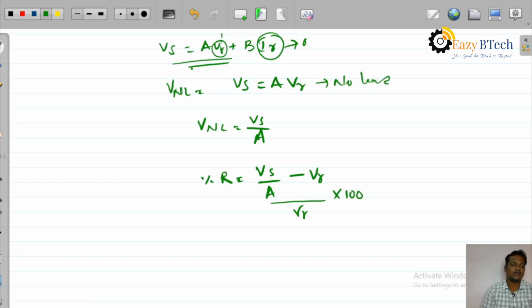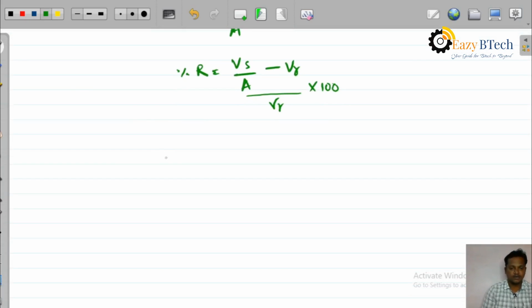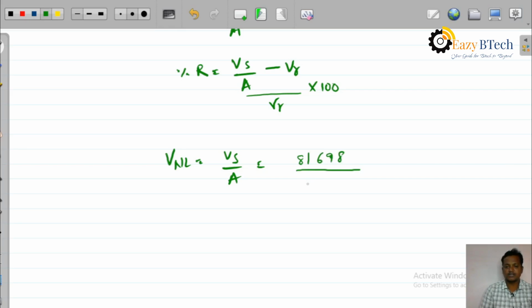Since we know the A value, we can use this formula. First I have to calculate V no load. V no load equals Vs by A. The Vs value is 81698 divided by the value of A, which is 0.9937 at an angle 0.1816. This angle is 2.71. After calculating this, I get the value 81919.098 at an angle 2.63 volts.